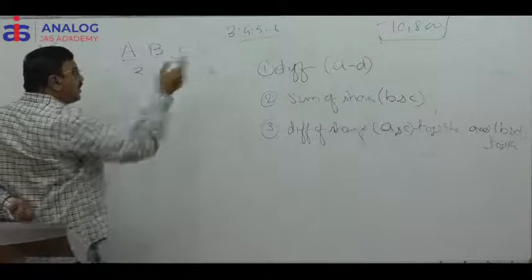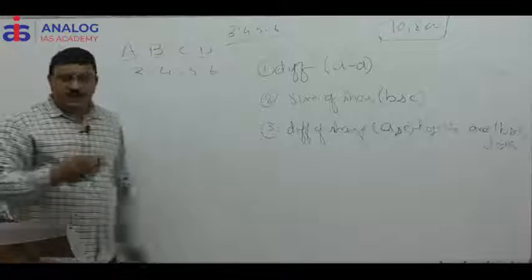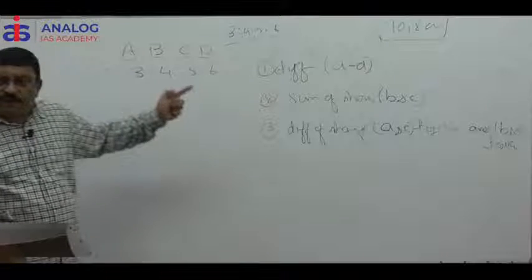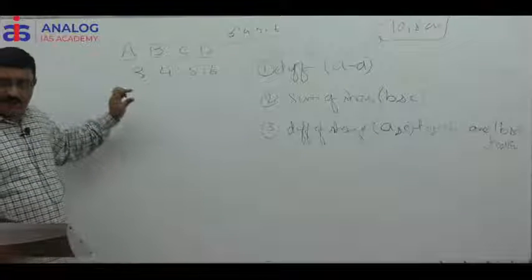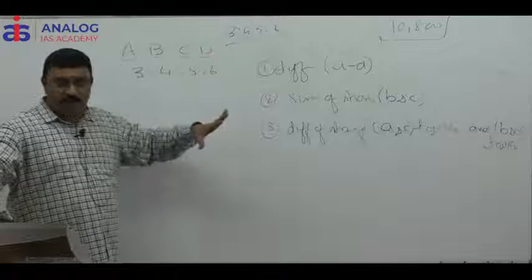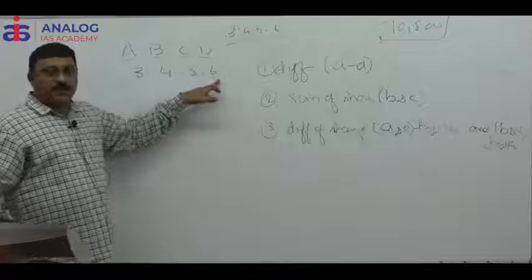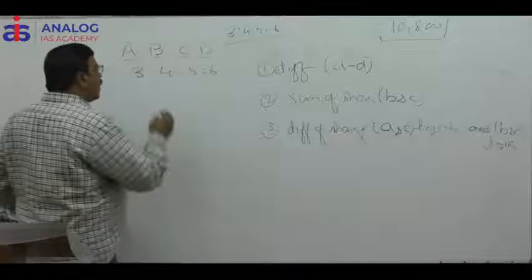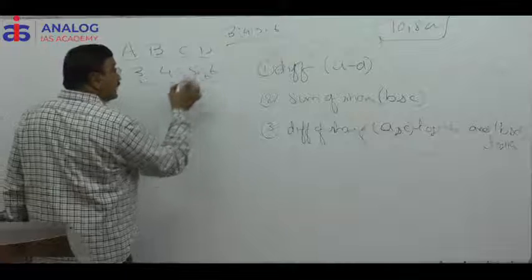The total is 10,800. So here you have to see the total parts. A, B, C, D sharing in the ratio 3:4:5:6 means, if A gets 3 rupees, then B will get 4, C will get 5 and D will get 6. Total is 3 plus 4 is 7, plus 5 is 12, plus 6 is 18 parts.